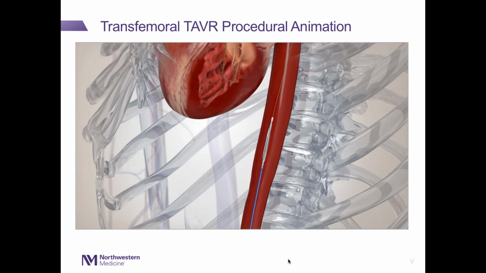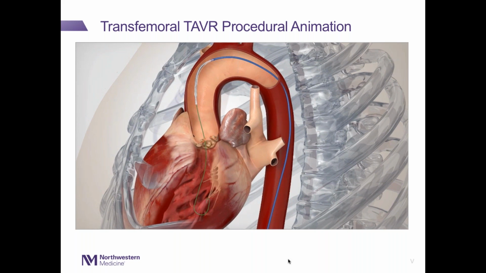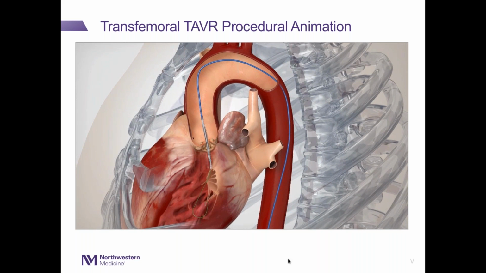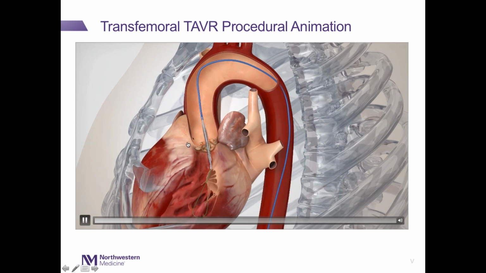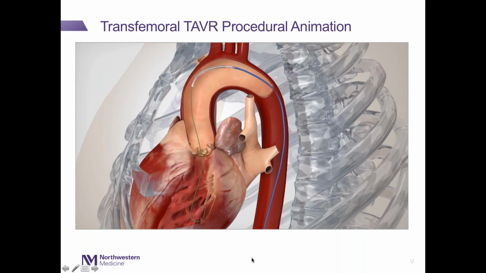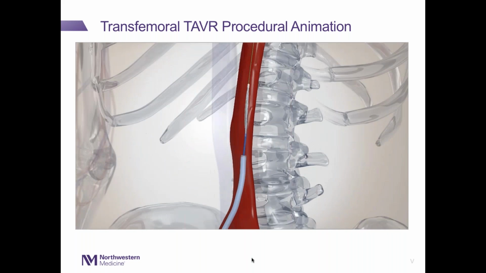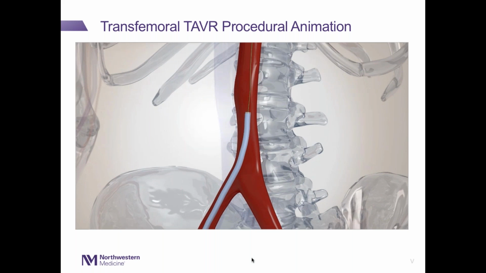There's a sheath or a plastic tube placed into the groin through the femoral artery, and then a wire that's been put across the stenotic aortic valve into the left ventricle, and then a balloon is inflated right here, and that gives us some partial opening of the valve that then allows us to do the valve implantation. So this is kind of a preparation of the valve in order to do the actual valve implantation.